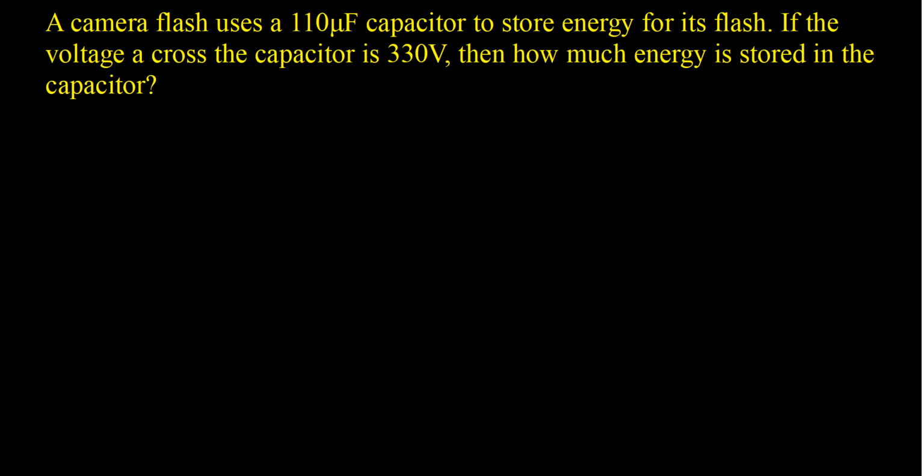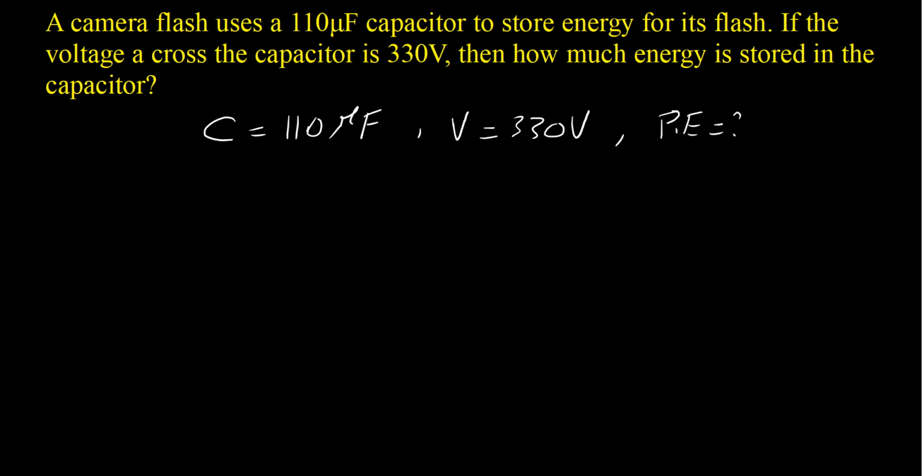a camera flash uses a 110 microfarad capacitor to store energy for its flash. If the voltage across the capacitor is 330 volt, then how much energy is stored in the capacitor? So what we have here, I have capacitance 110 microfarad, and I have the voltage, it is 330 volt, and I need to know how much is the energy stored in a capacitor.